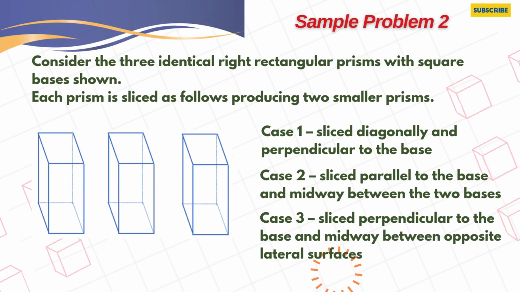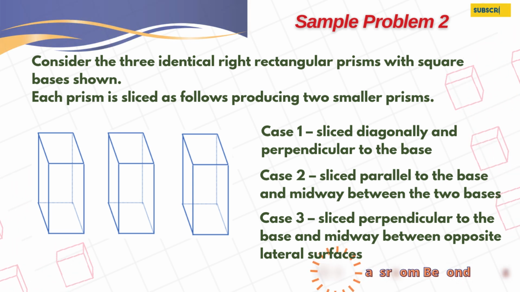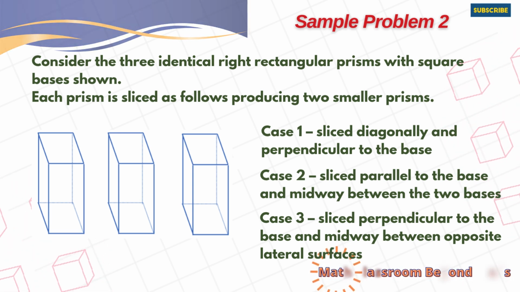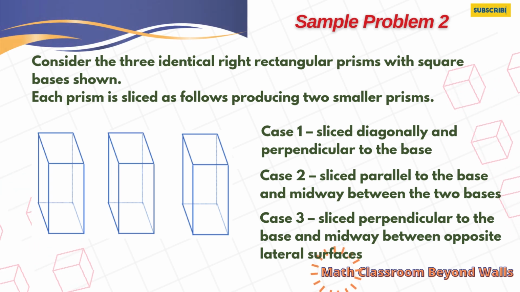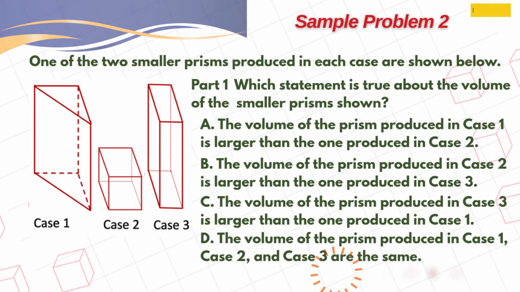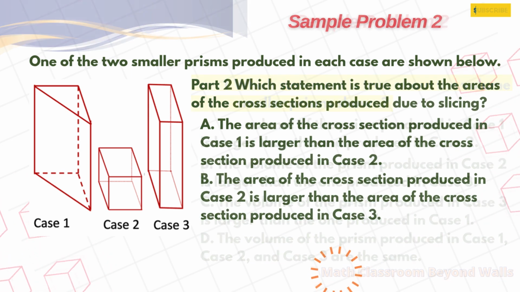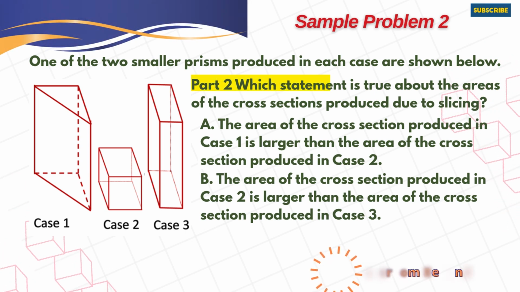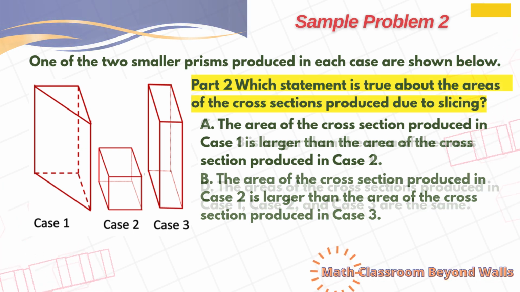So as usual, we begin by reading the whole problem and may read it several times when needed to know what we're looking for, to determine what are given, and to figure out how the given information help find what we're looking for. What is asked in the problem, learners? Okay, so here we are to determine two things. First, we are to choose which statement is true about the volume of the small prisms produced in each case. Second, we are to choose which statement is true about the surface areas of the cross-sections produced in each case.